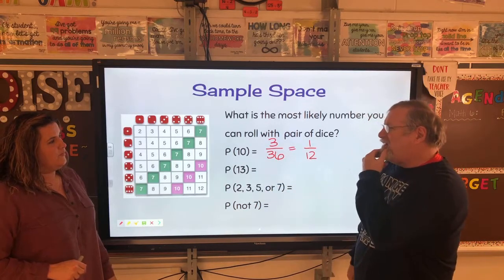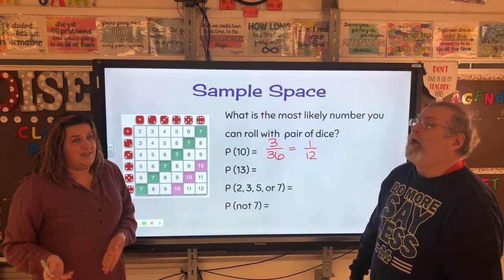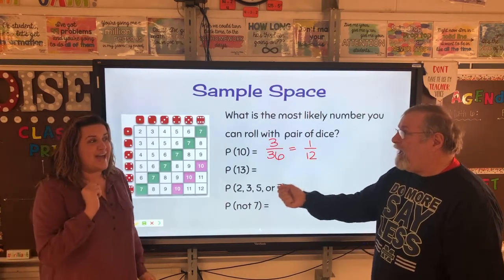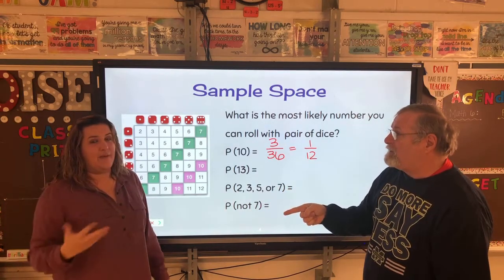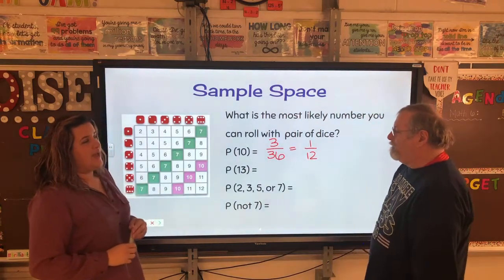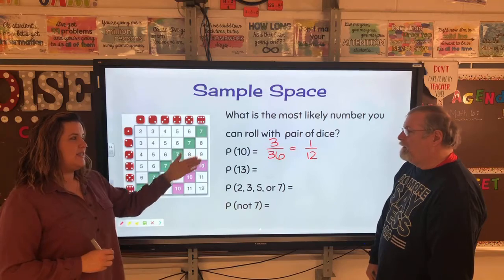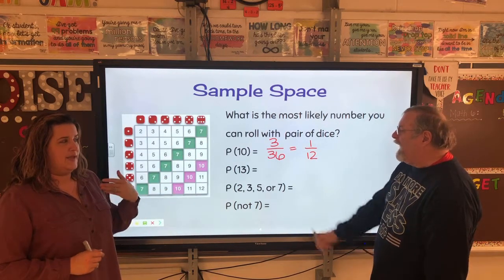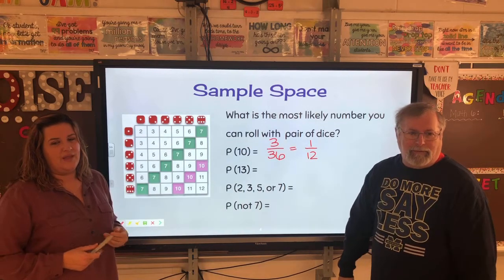Now, how would you figure out the experimental way? To figure out experimental probability, we actually have to do it. You'd have to take 2 dice and roll them 36 times if you wanted exactly the same numbers. The more we roll them, the closer we'll get to the theoretical probability. I don't think we need to do all of them. I think they have the idea of what we're talking about.